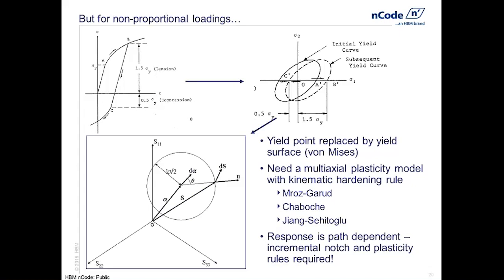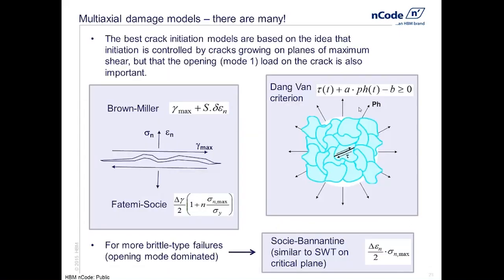For non-proportional loadings, another issue is that the material response is now path dependent. That is, we can no longer do our plasticity just on the turning points in the history. We have to consider the full loading path. And unfortunately, this also means that we no longer necessarily get closed hysteresis loops. Okay, so that's a little bit about plasticity.